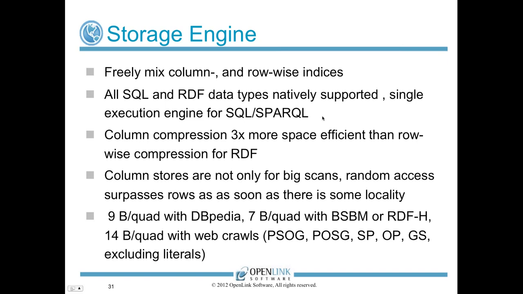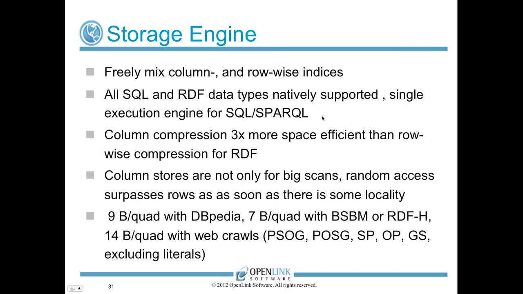So finally, some figures about space efficiency. If you take DBpedia, which is a very well-known RDF dataset, you used to get about 30 bytes per quad with Virtuoso 6. Now it's down to 9 bytes per quad with a column store technique in Virtuoso 7.